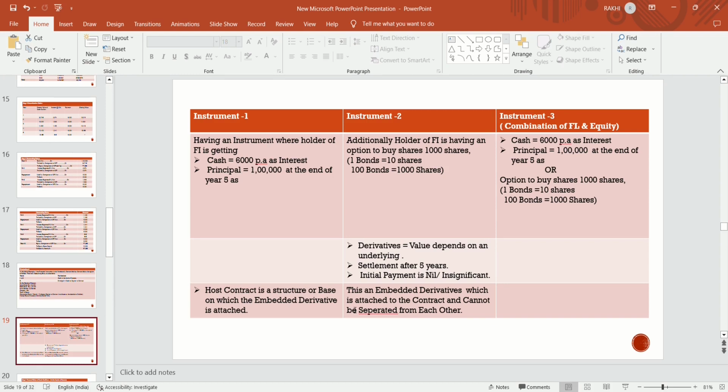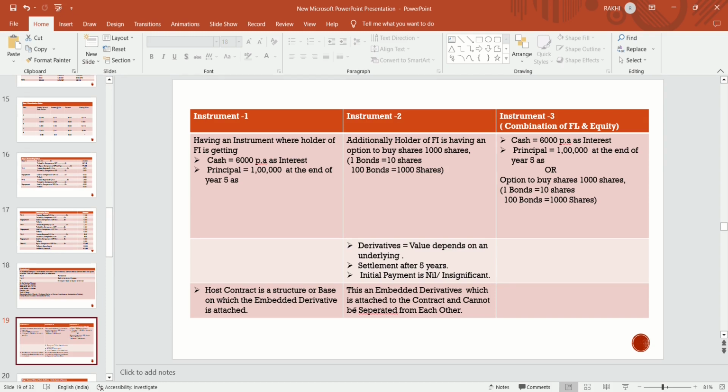Derivative means the value depends on the underlying asset. What is the underlying asset? The underlying asset is the convertible debenture, on which the option to convert the bond into shares is attached. Settlement is after 5 years, and the initial payment is nil or insignificant. But they have an option to convert into shares.